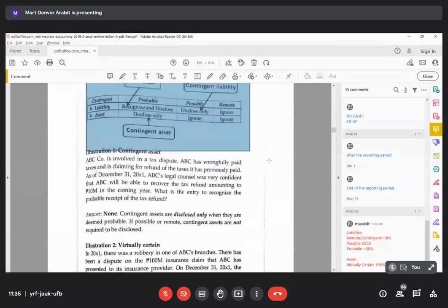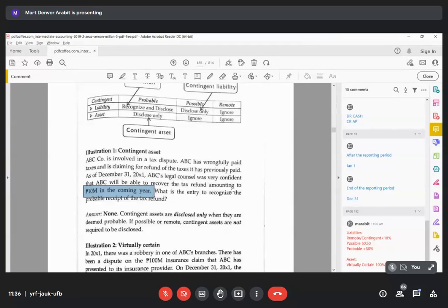Illustration number 1, contingent asset. So ABC company is involved in a tax dispute. So ABC has wrongfully paid taxes and is claiming for refund for the taxes it has previously paid. So as of December 31, 2021, ABC's legal counsel was very confident that ABC will be able to recover the tax refund amounting to 10 million in the coming year. So what is the entry to recognize the probable receipt of tax refund?